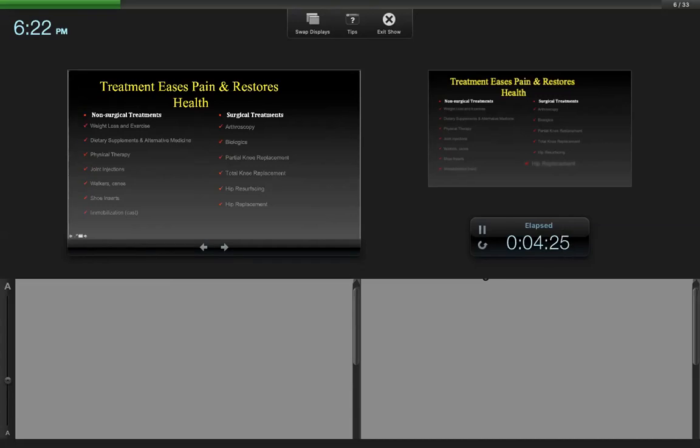We can talk about joint injections, in the form of cortisone. There's aids such as canes or walkers. If you have leg length discrepancies related to the arthritis, you can try shoe inserts. And casting, well, I put that on there pretty much for historical purposes at this point. But people used to do that long before there were hip replacements.